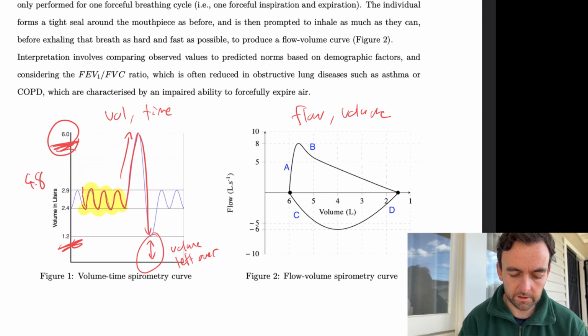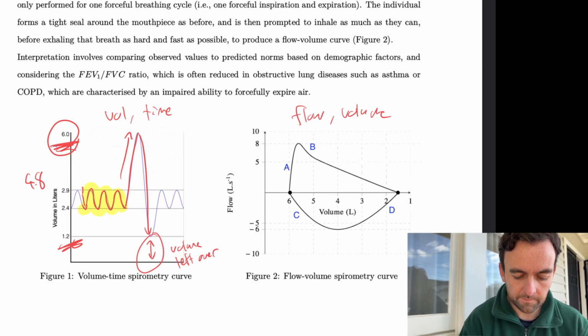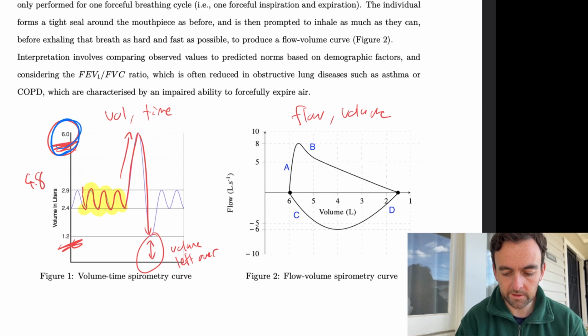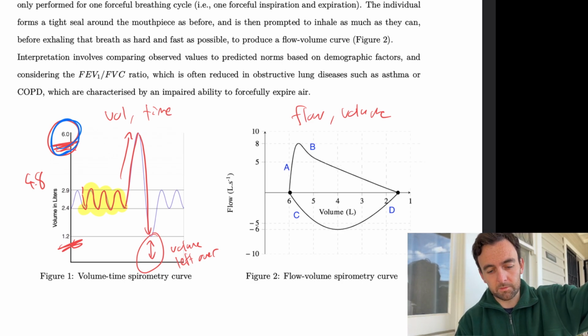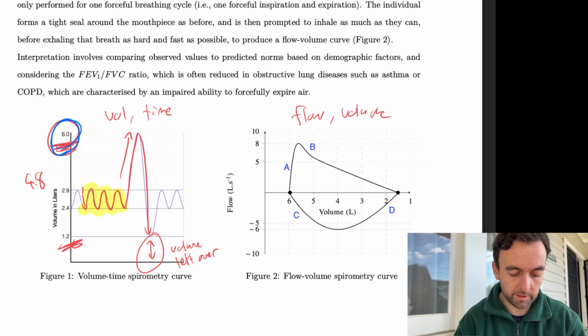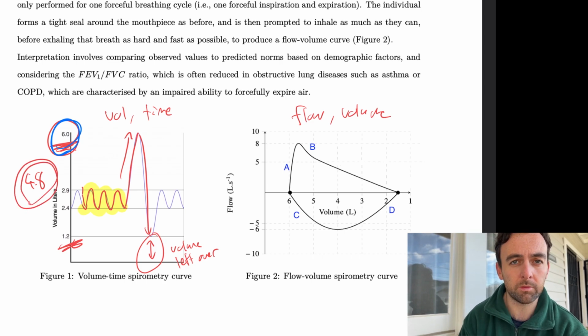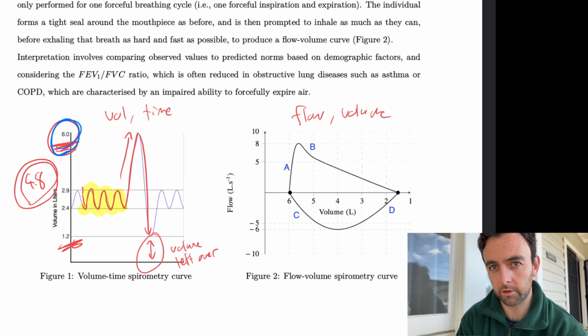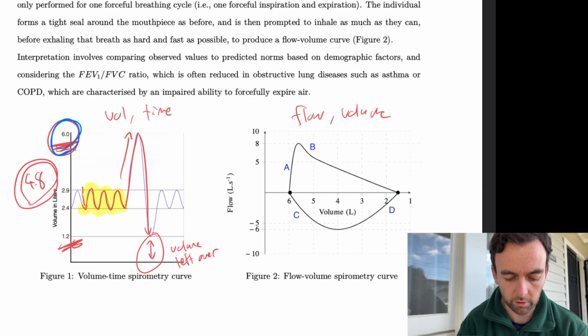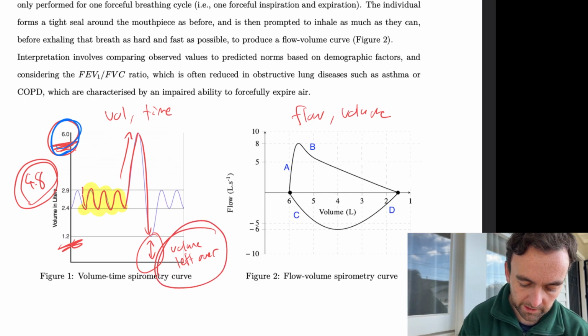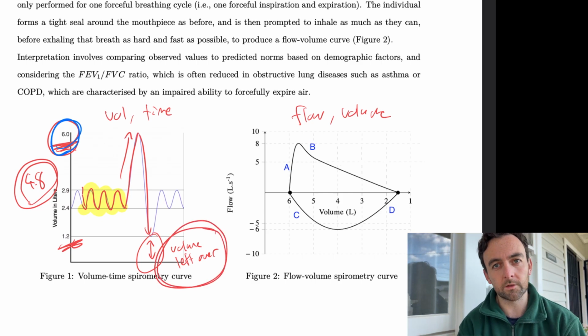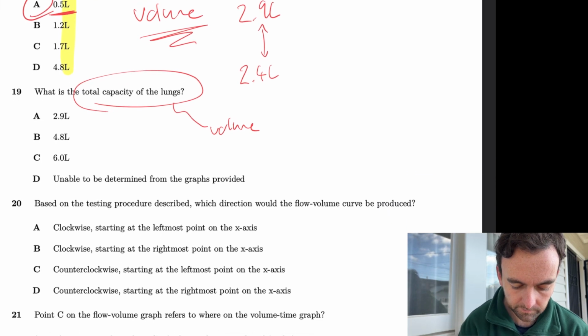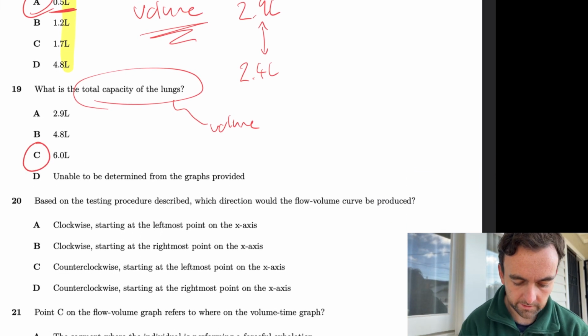So I would say that the total lung capacity is going to be 6 litres, because that's the maximum that we can get to. And yes, we can breathe out a maximum of 4.8, but that's not what the question's asking. It's asking what's the total capacity of the lungs. So we need to make sure we include this little volume left over here. So that would be C.